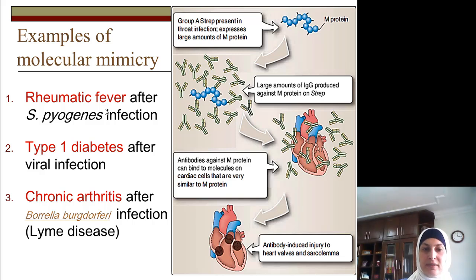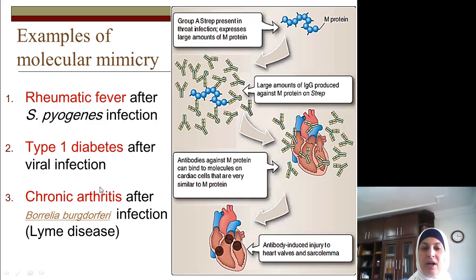Other examples include type 1 diabetes that can develop after viral infections like hepatitis C infection or Coxsackie virus infection. So the antibodies produced against these viral epitopes look similar to an enzyme produced by beta cells in the pancreas, and they would be destroyed, inducing type 1 diabetes.